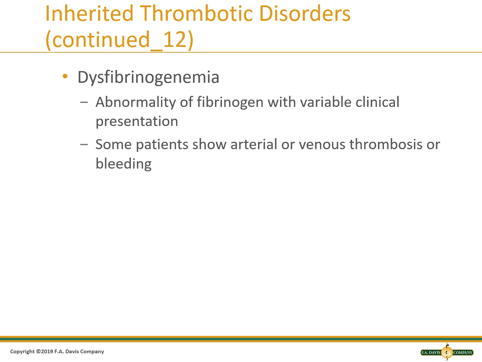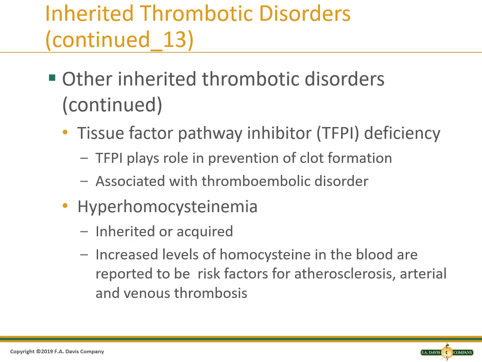Dysfibrinogenemia is an abnormality of fibrinogen with variable clinical presentation. Some patients show arterial or venous thrombosis or bleeding. Other inherited thrombotic disorders include tissue factor pathway inhibitor deficiency. TFPI plays a role in prevention of clot formation, and its deficiency is associated with thromboembolic disorder.